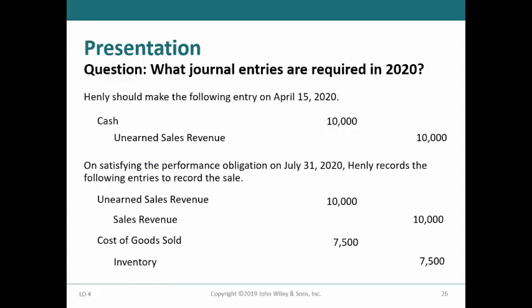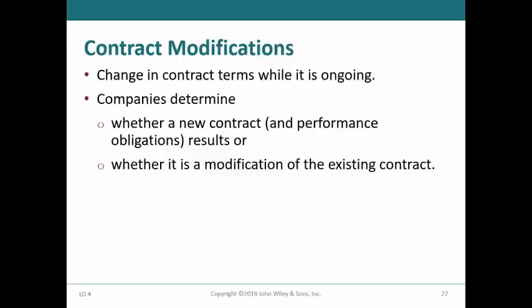On April 15th, Henley records the receipt of payment by debiting cash and crediting unearned sales revenue for $10,000. When Henley delivers the product on July 31st, it would debit unearned sales revenue and credit sales revenue for $10,000 and debit cost of goods sold and credit inventory for $7,500.